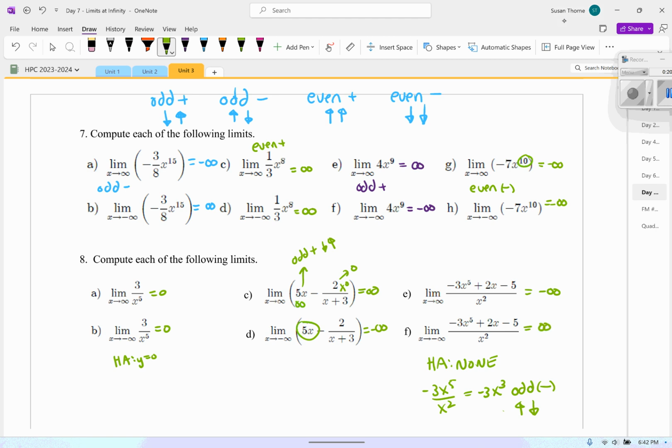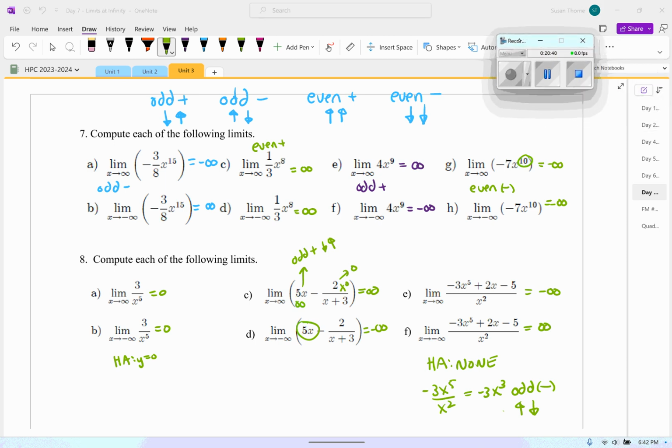And again, when you look at your graphing calculator, the larger and larger numbers you plug in, you'll notice that you're going towards a larger and larger negative number for the first one, for E, and for F, you would be approaching a larger and larger positive number, so towards infinity. And that is it for the lesson.